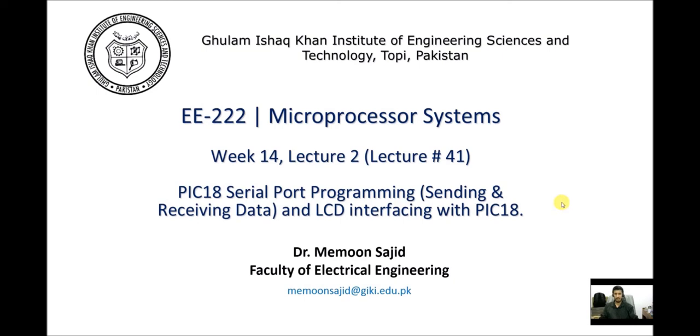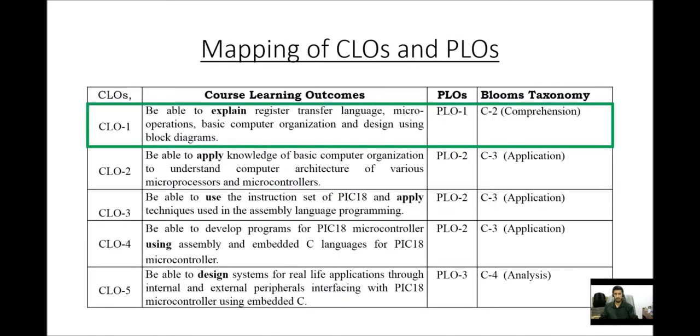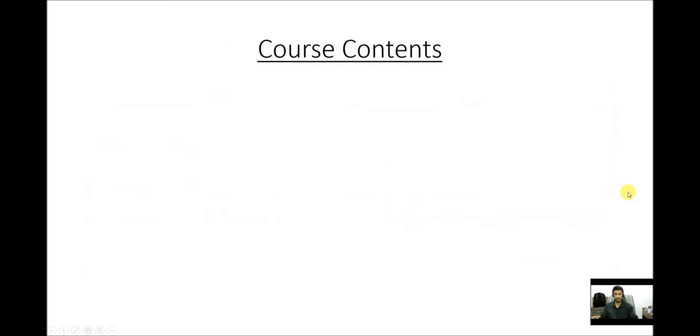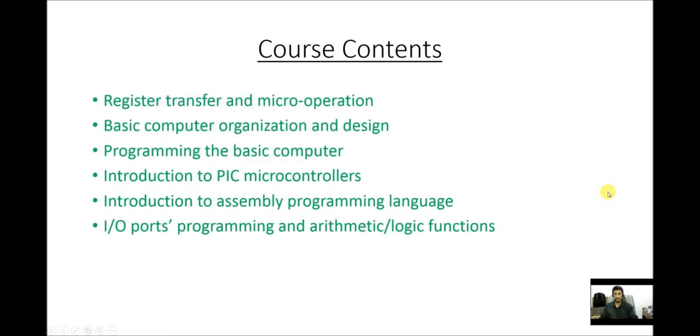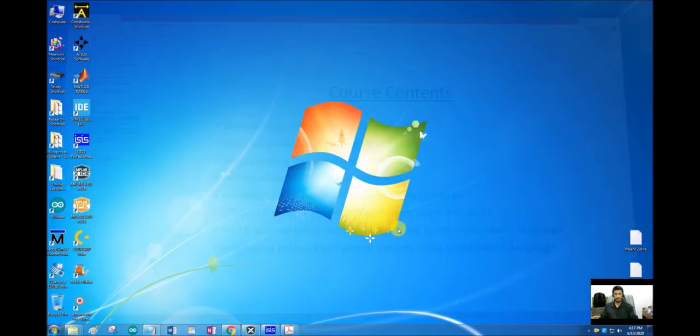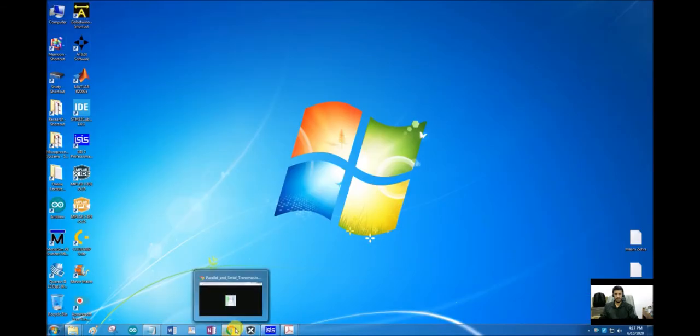And this lecture belongs to CLO number 5 of your course, that is Design and Analysis, Development of Code for Real-Life Applications. And this is our last topic of the code, interfacing of external peripheral devices using embedded C language. So let's start with what actually is serial communication.